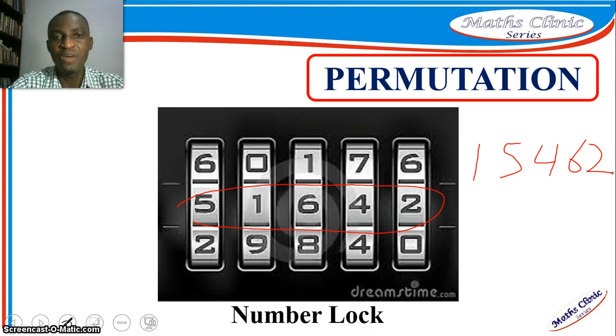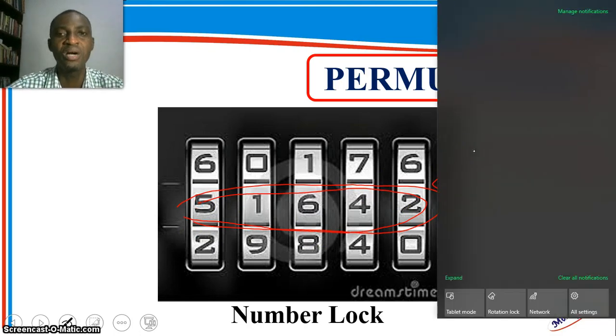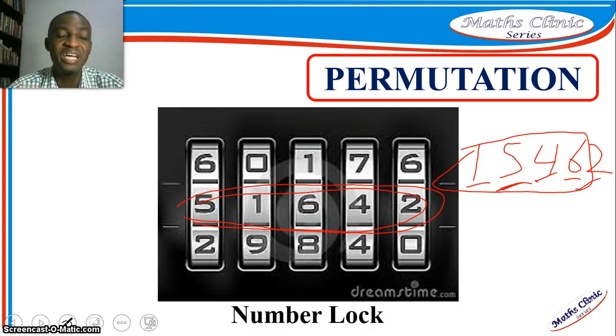Because the number lock, if you have the same digits and you don't arrange them exactly how it's supposed to be arranged, you can't open it. Here, the idea is that position of the numbers matter. So if you are supposed to place 5 first, before 1, before 6, before 4 and 2, and you mix them up, even though they carry the same digits, you still cannot open it.